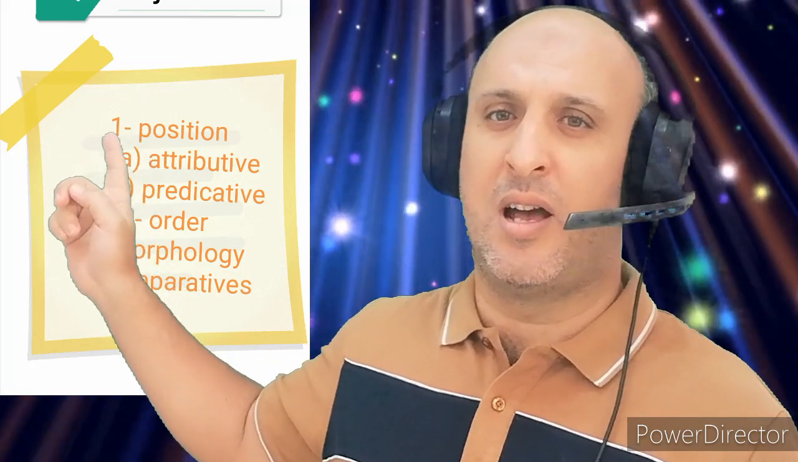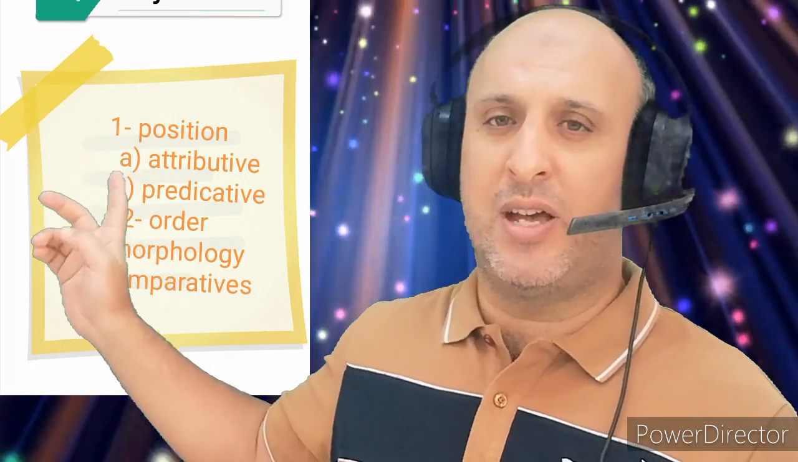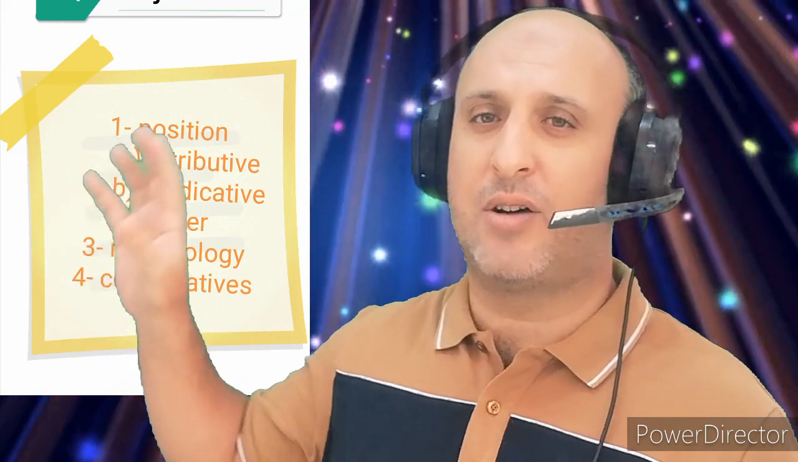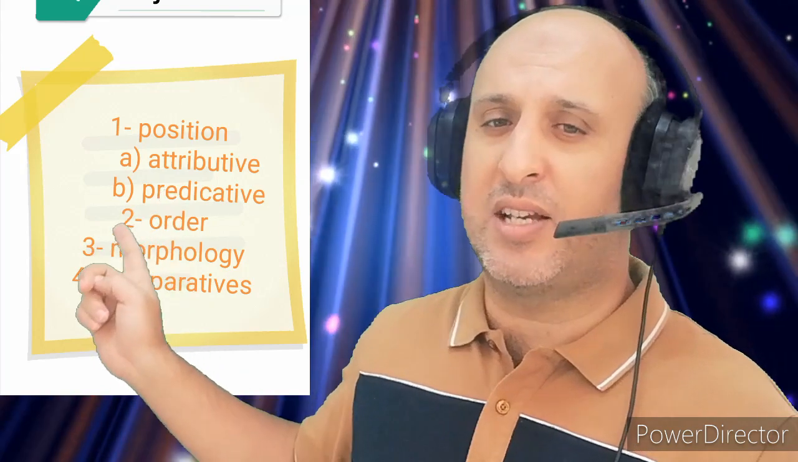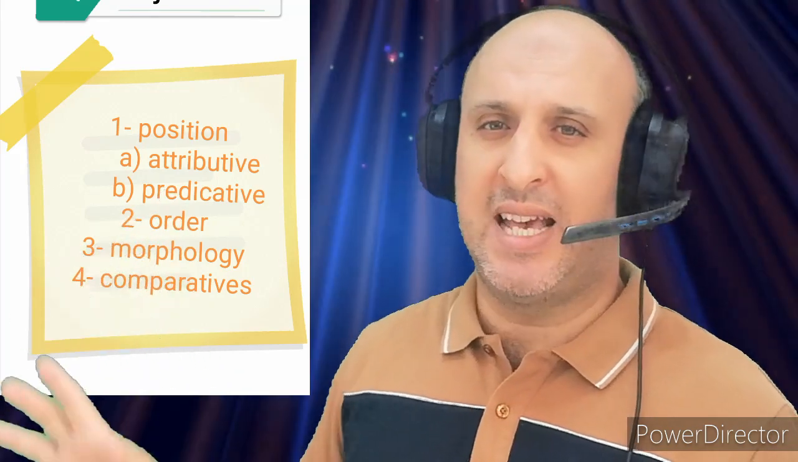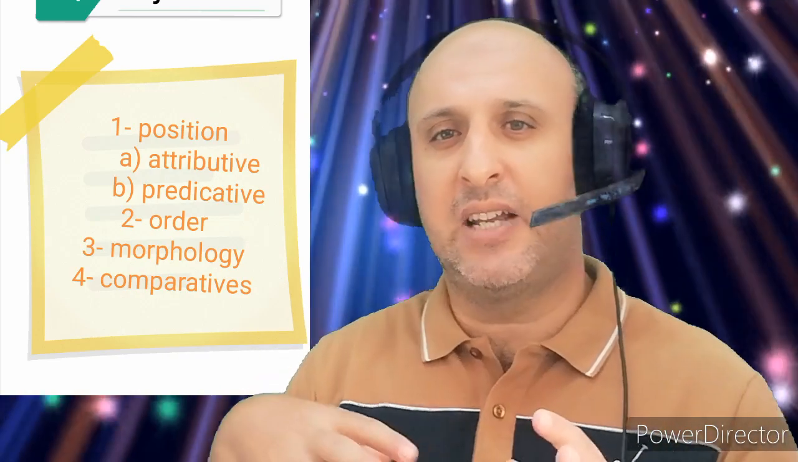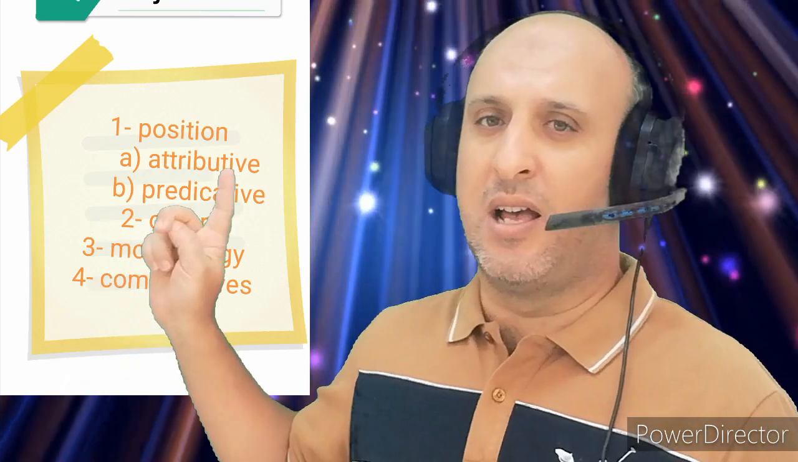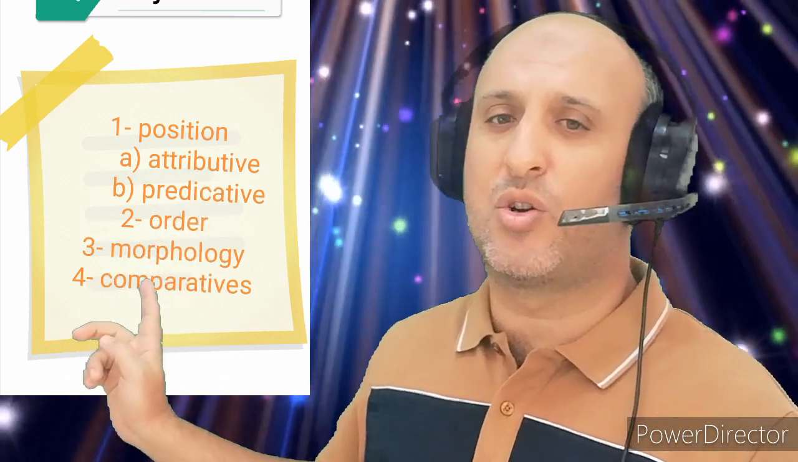Today we are going to introduce adjectives. Adjectives are describing words that describe or modify a noun. So we are going to learn in this video about 4 sections. Section number 1 is about the position of these adjectives, either attributive or predicative. Then the second part is about the order, how to order these adjectives. Section number 3 is about morphology. Morphology is the structure of the word, that is the root, and if we can add a prefix or a suffix. Finally, the last section, section number 4, is about comparatives.